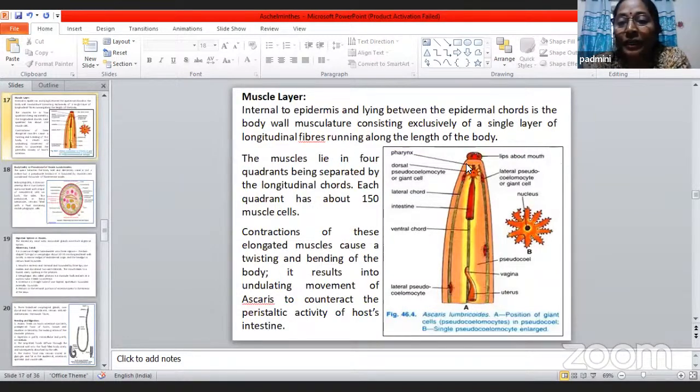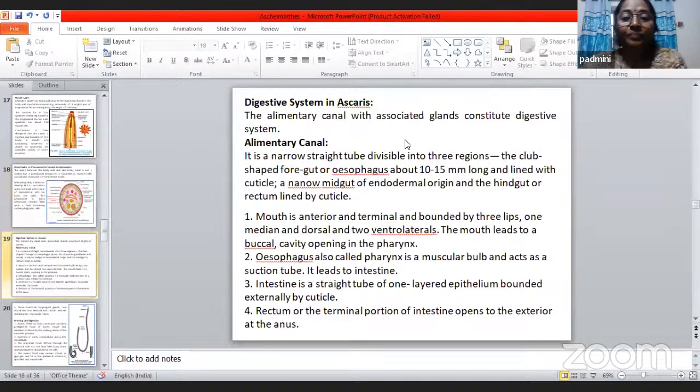If you can see over here, this is the mouth. From the mouth, it enters into our muscular pharynx. So this is the pharynx. And from the pharynx, it divides into two regions of a thick intestine on either side. Here, I don't have that intestine over here. So the mouth, the pharynx, and the intestine is what we'll be talking about over here.